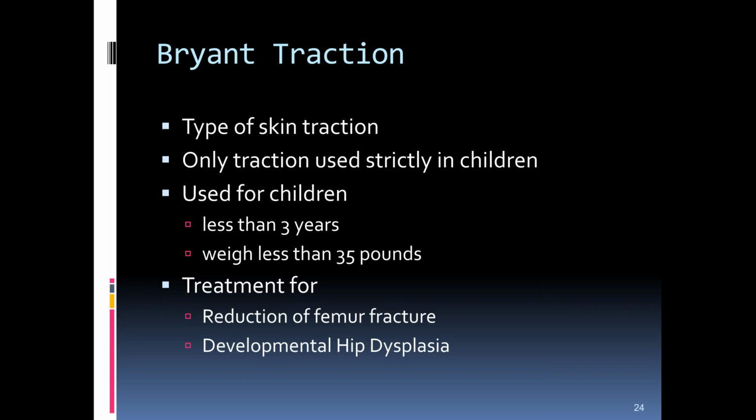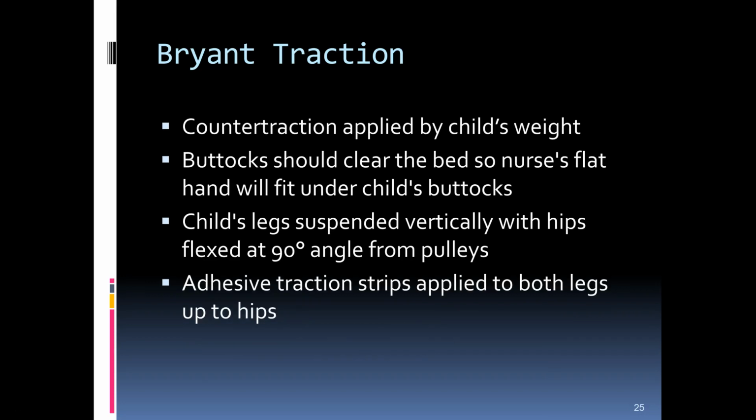So like I said earlier, we're going to talk about Bryant traction, and this is a type of skin traction. It's used strictly in children, and it's really used for children less than 3 years old and that weigh less than 35 pounds. It's used for treatment of a femur fracture or for developmental hip dysplasia. So what it is, it's counter traction that is actually applied by the child's weight. So the child's weight is what is putting pressure on that bone to make sure that it's aligned, or that their hips are aligned.